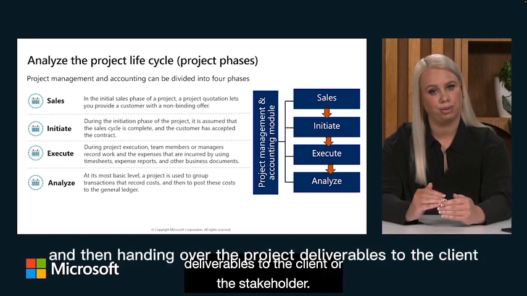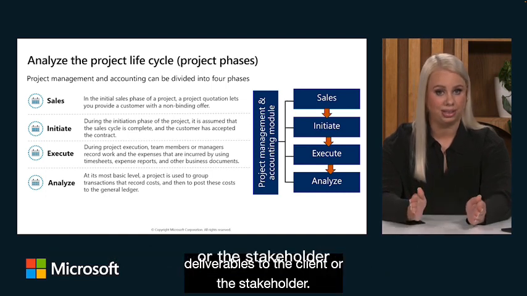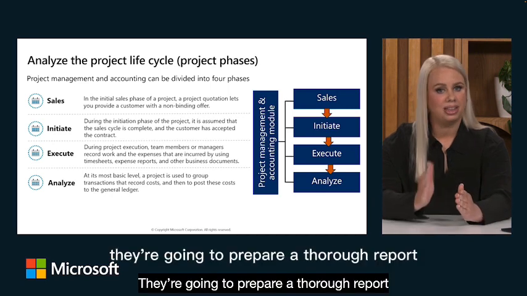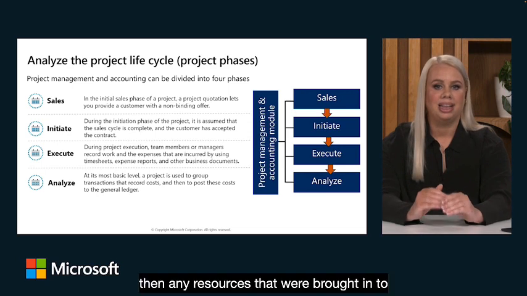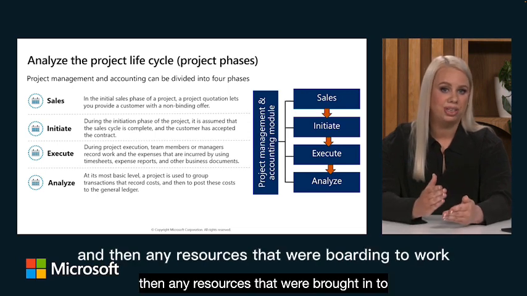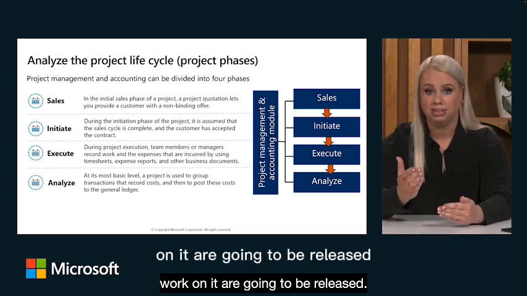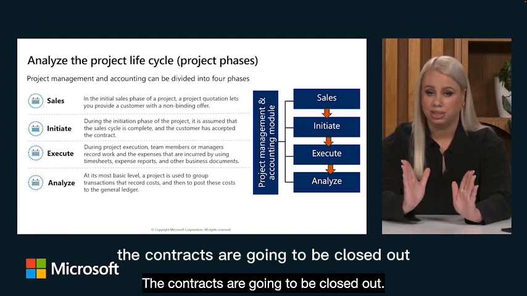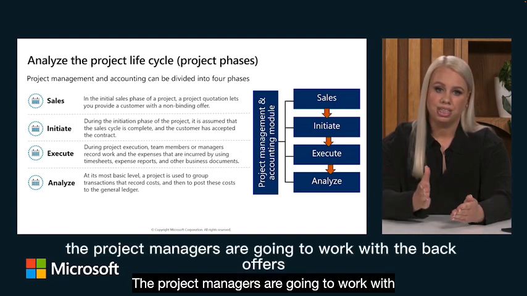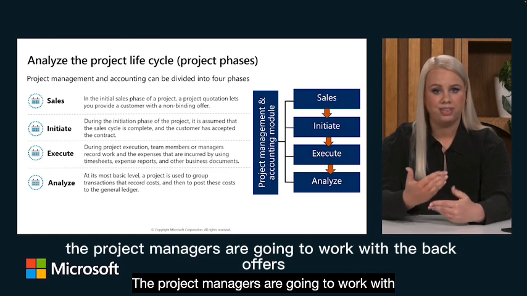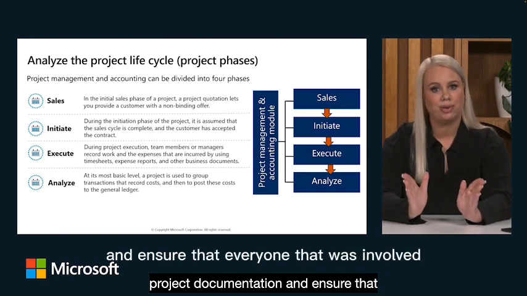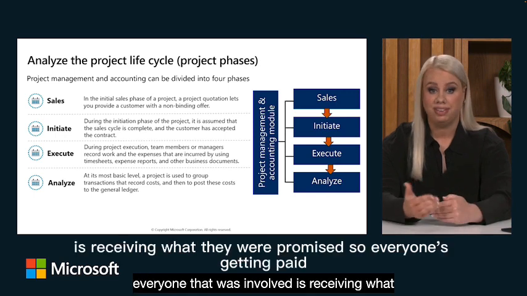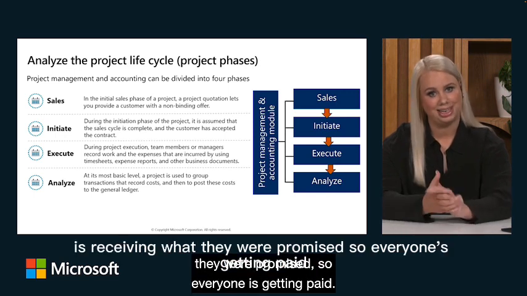The fourth and final step, the analysis phase, involves project managers finalizing everything and then handing over the project deliverables to the client or the stakeholder. They're going to prepare a thorough report to review all the work that was done. And then any resources that were brought in to work on it are going to be released. The contracts are going to be closed out. The project managers are going to work with the back office to review things like project documentation and ensure that everyone that was involved is receiving what they were promised. So everyone's getting paid.